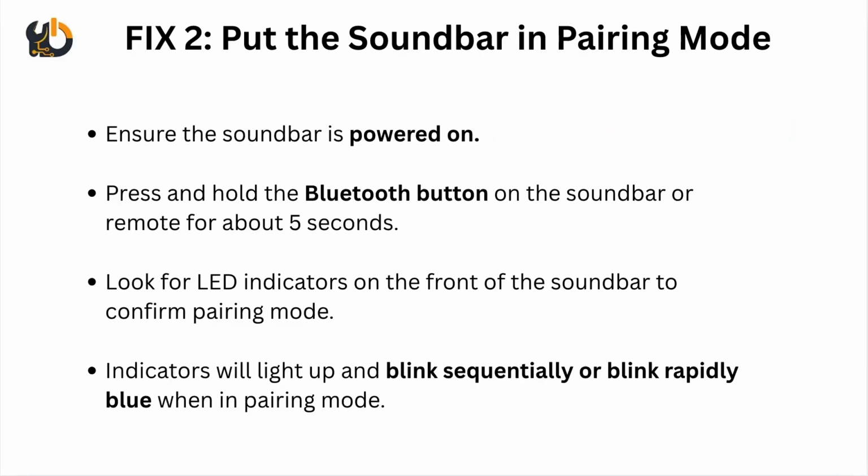Second fix is put the soundbar in pairing mode. Ensure the soundbar is powered on. Press and hold the power Bluetooth button on the soundbar or remote for about 5 seconds. Look for the LED indicator on the front of the soundbar to confirm pairing mode. The indicator will light up and blink sequentially or blink rapidly blue while in pairing mode.